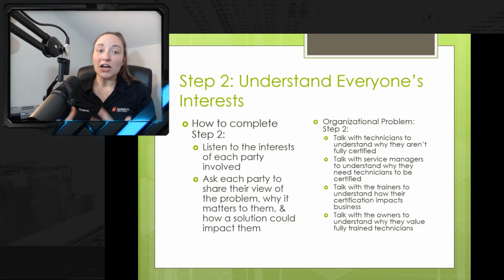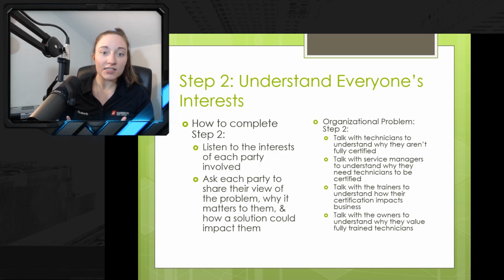Step 2 is going to be to understand everyone's interests. How you complete step 2 in any context is to listen to the interests of each party involved. That means creating a safe space where they can share their point of view and openly communicate. Ask each party to share their point of view of the problem itself, why it matters to them and how a solution could potentially impact them.